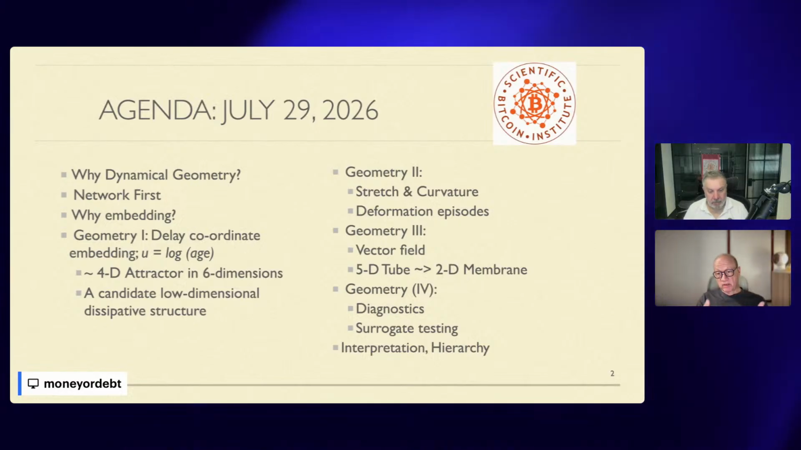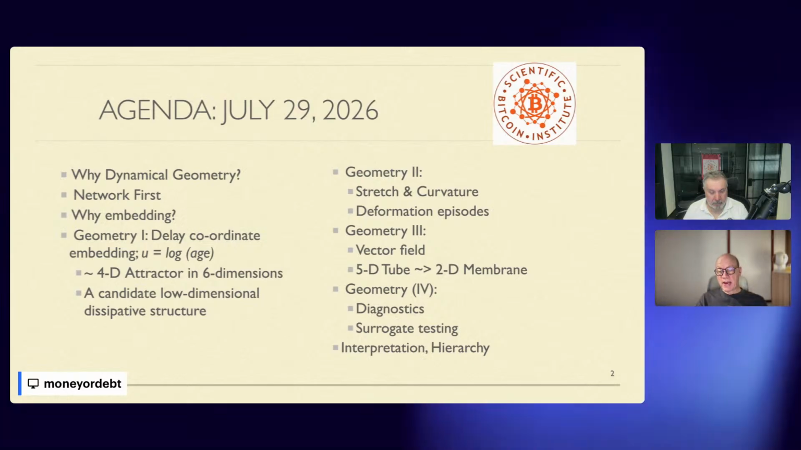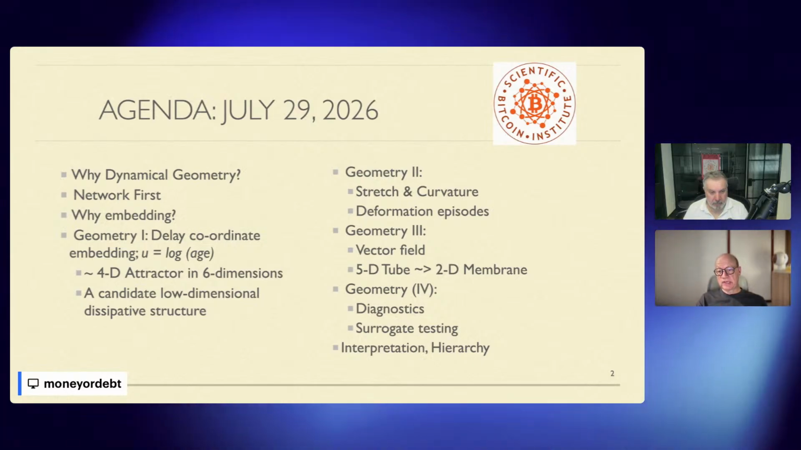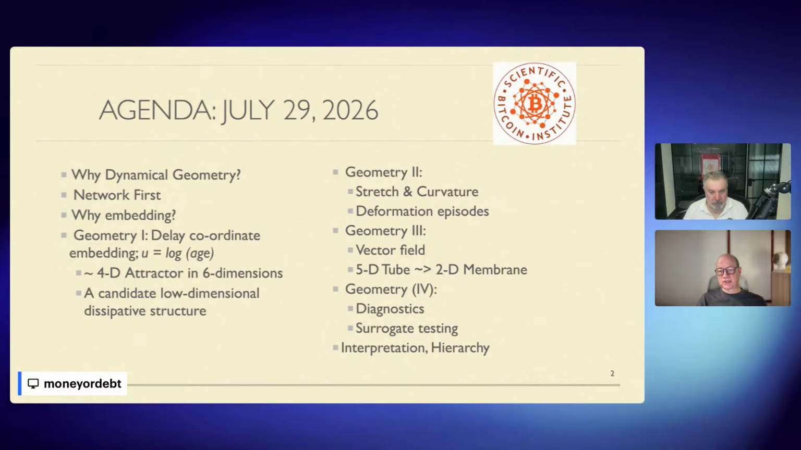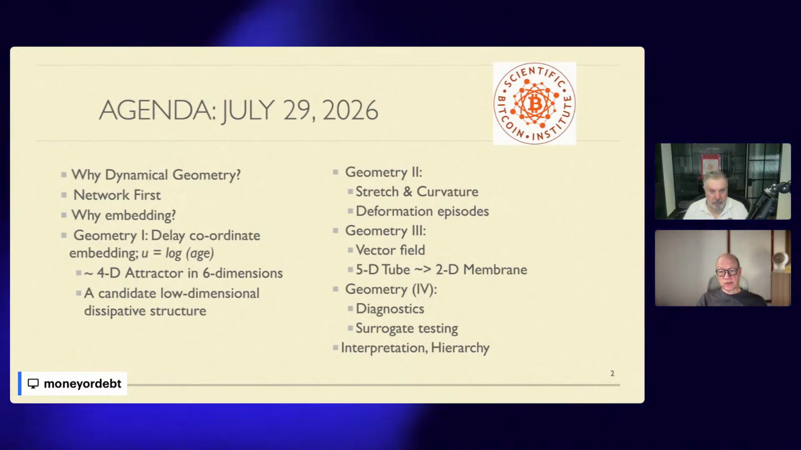And then having developed to that point, we then need to go back and sanity check it. And we do that with diagnostics and with surrogate testing and with out of sample testing. And then I'll close with interpretation and hierarchy.